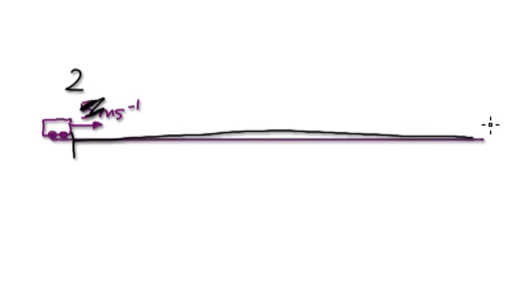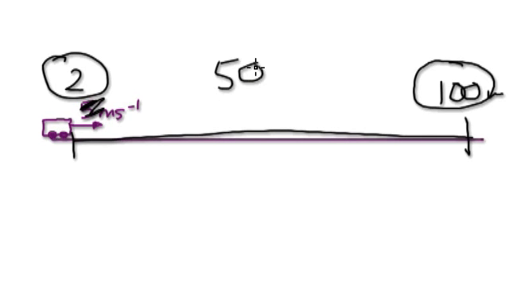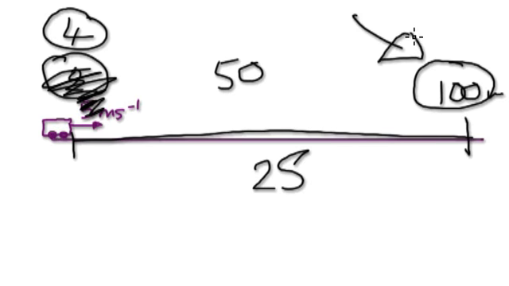Now, if you're traveling at 2 meters per second, and remember, we are looking at a specific distance of 100 meters, it would take you 50 seconds to cover this distance. Let's say if you're traveling at 4 meters per second here, it would take you 25 seconds. We are looking at a specific case where the distance is 100.